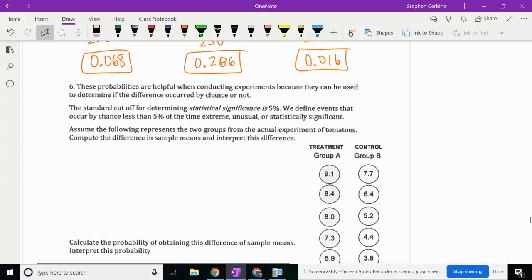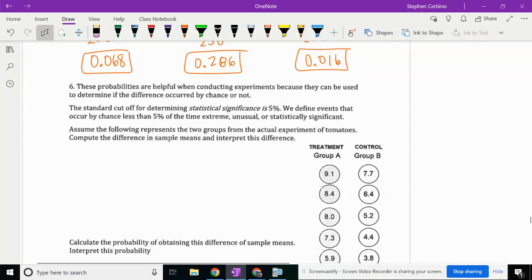So the standard cutoff for determining statistical significance is 5%. Think 95% confidence interval. We're looking at the numbers that are outside of that confidence interval. Okay? So if we have numbers that are outside of the confidence interval, we're talking about an unexpected result, meaning there's statistical significance in that group.